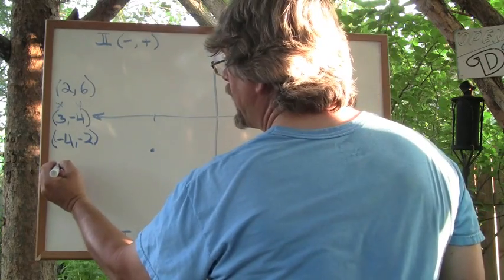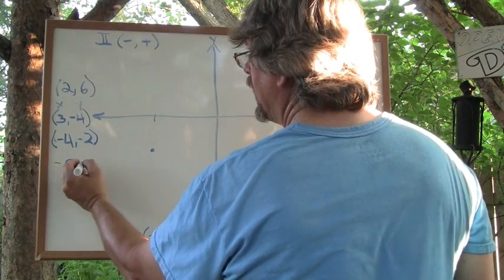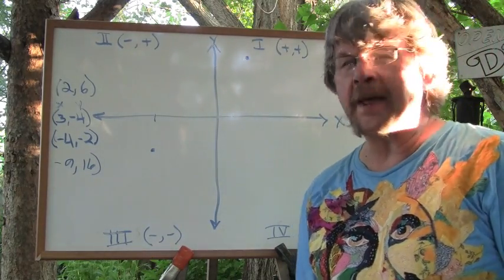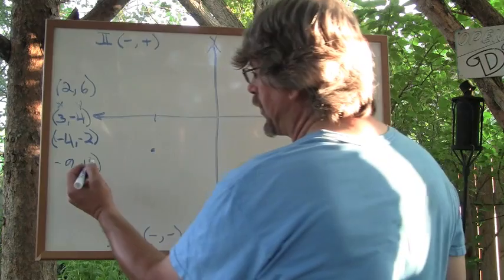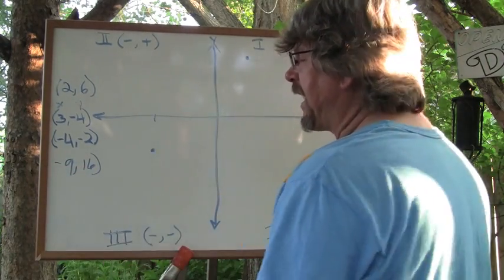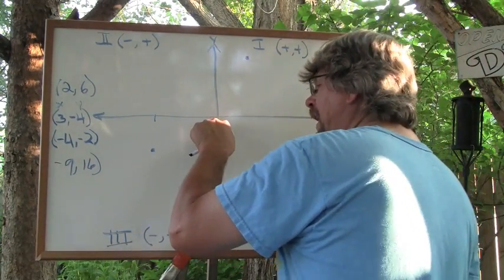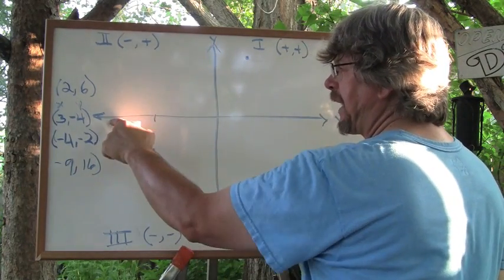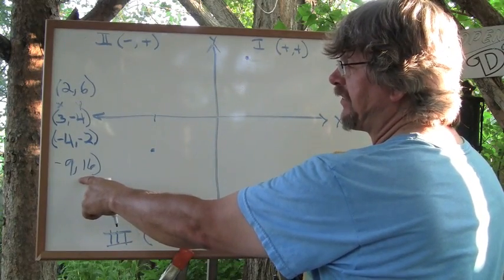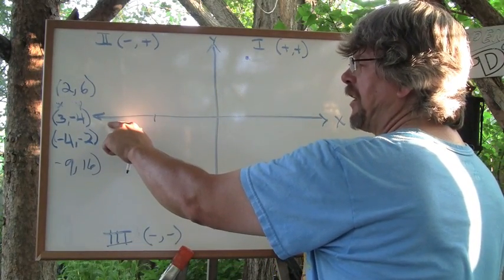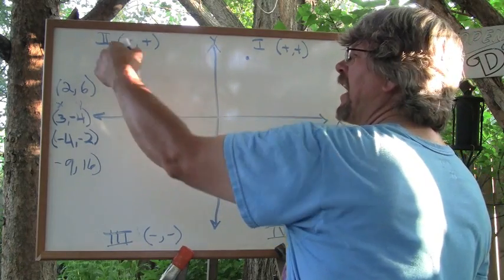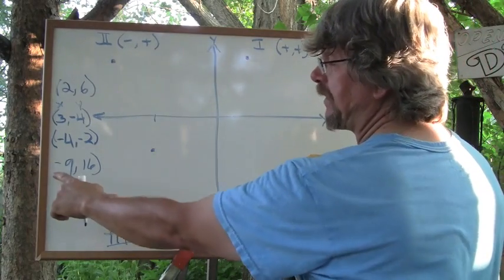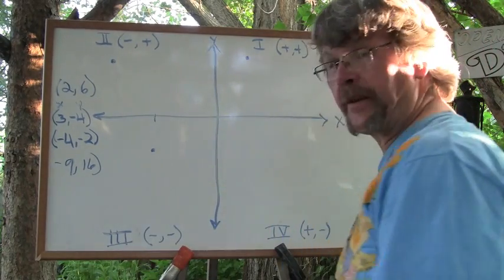What quadrant is negative 9 and positive 16 going to be in? We know negative 9 is the x number, and positive 16. We know negative starts here at the origin and it goes left, so we're going to come way out here to negative 9, but we have a positive 16, so we go left for the negative x number and up above x for the positive y number. There's our negative and positive.